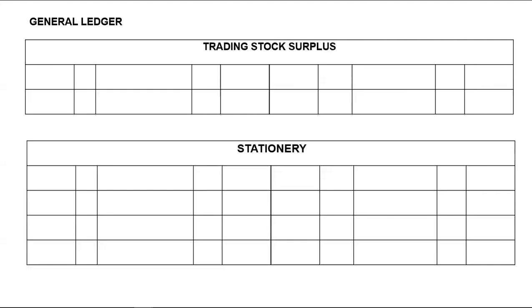Trading stock surplus. Please note that this is income, so it's minus plus. It goes up on the credit side. It's made up of trading stock, obviously. We will close this income account against profit or loss since it's the end of the financial year.